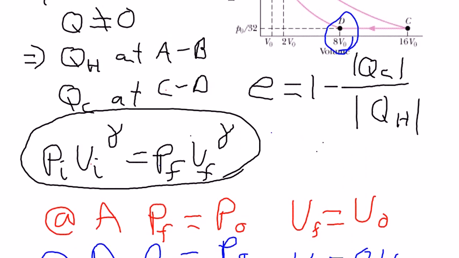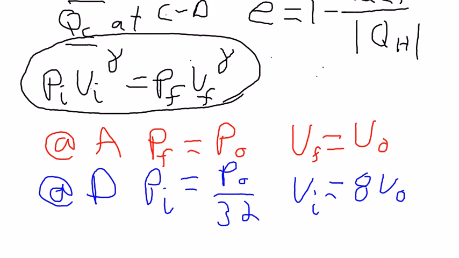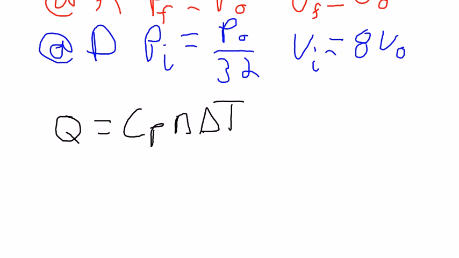Then for the efficiency, you're going to have to determine what QH and QC are. That's going to be up to you, but as a hint, remember that we've learned that Q is equal to CP times n delta T. Now we're not told anything about delta T. You may be able to back it out from the information given, but most likely you're going to run into trouble since you don't have any numbers.